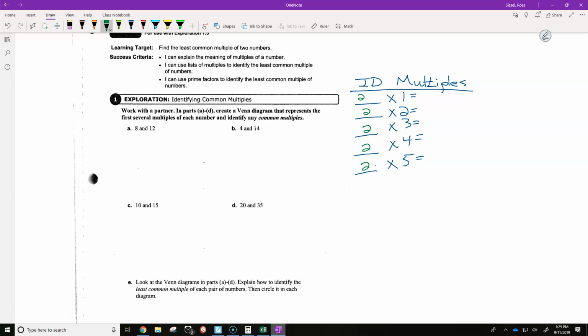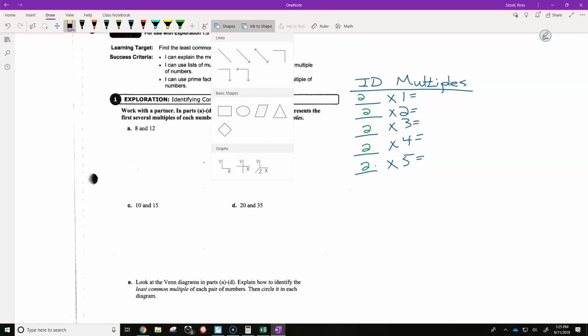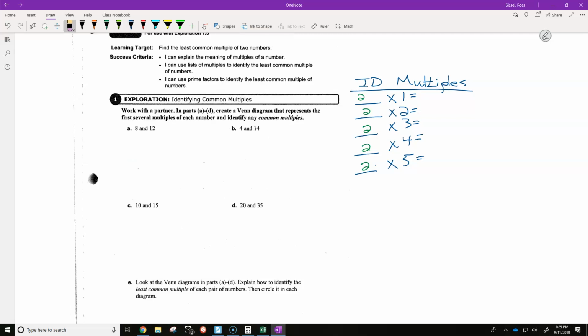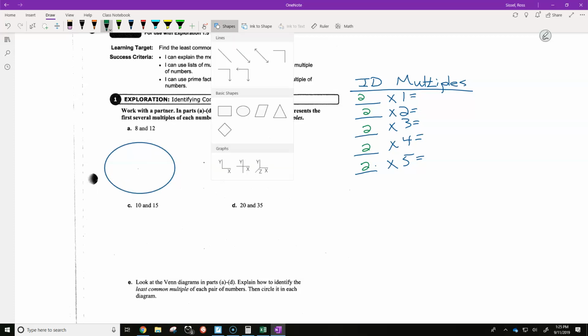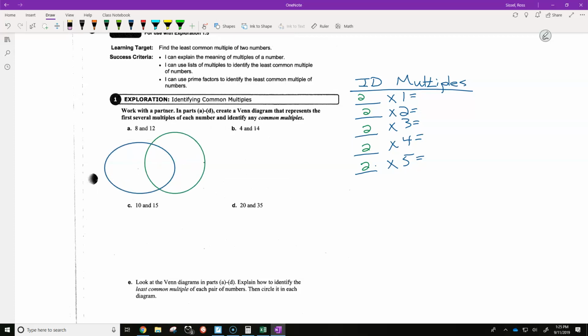So here's what I want us to do. I'm going to break you into groups real quick, and we're going to make a competition out of this. And I want to make this part clear. You're going to make a Venn diagram. We did this the other day. I'm going to show just an example here. You're going to make 2 circles. I don't care if they're not quite the same size.